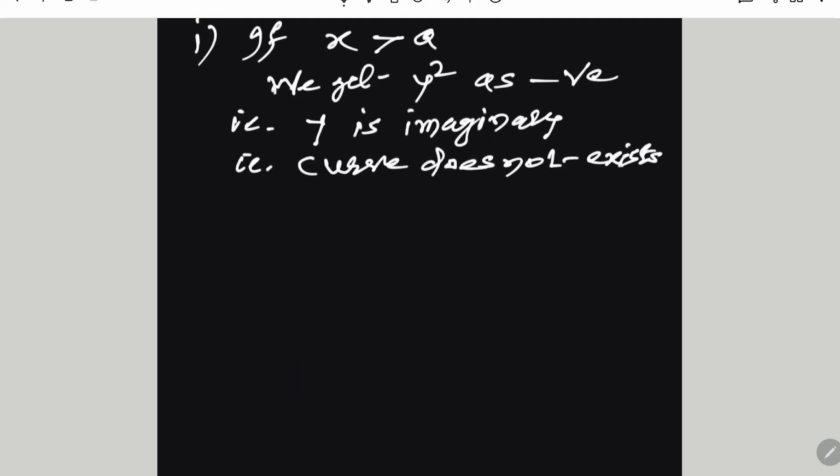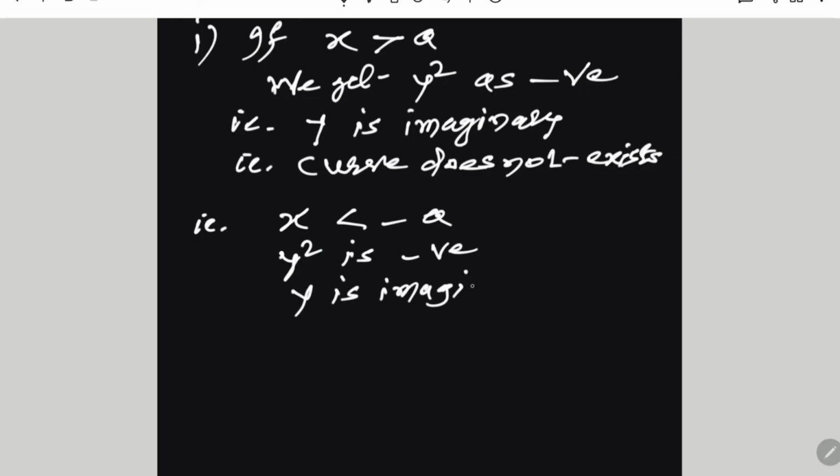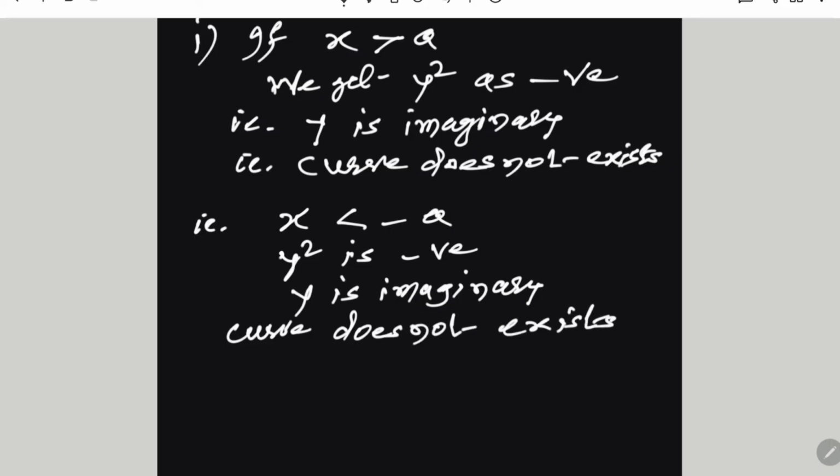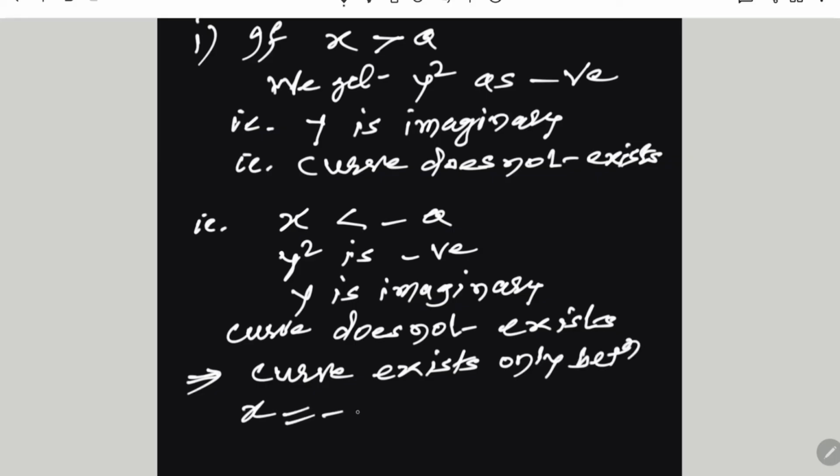And similarly, for x less than minus a, again y square is negative. y is imaginary, means the curve does not exist. Means what? The curve exists only between x equal to minus a to x is equal to plus a, which is the region where the curve exists. And all this is shown in the figure.